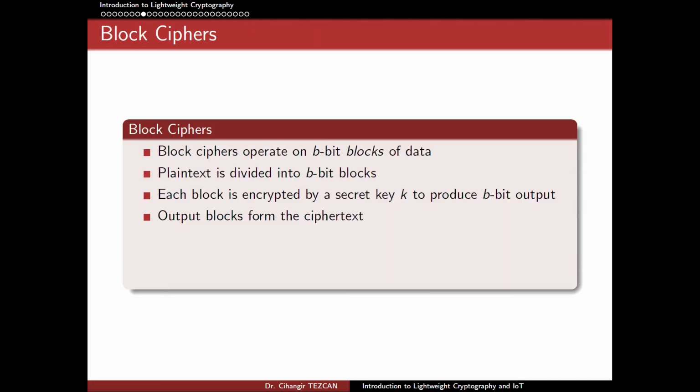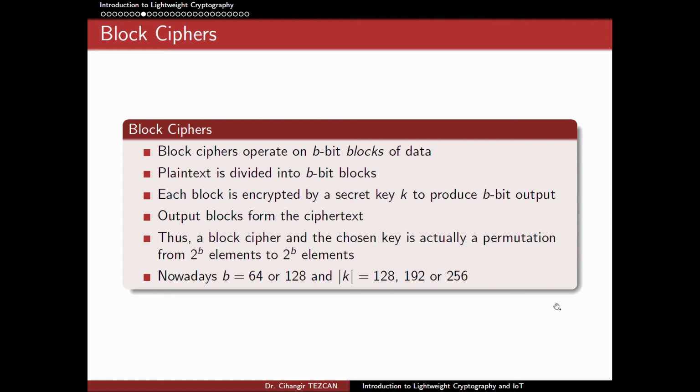Let's look at what a block cipher is. Block ciphers operate on b-bit blocks of data. So the plain text is divided into b-bit blocks. Each block is encrypted by a secret key K to produce a b-bit output, and output blocks form the cipher text. Of course, how we do it depends on the mode of operation, so we will in the future see how we can use the block cipher algorithm. But mainly a block cipher and the chosen key is actually a permutation from 2 to the b elements to the 2 to the b elements.